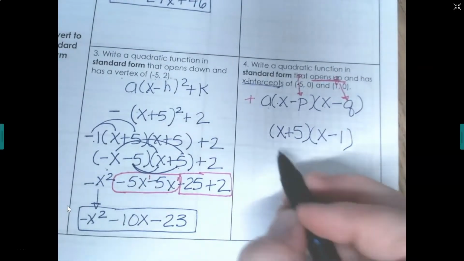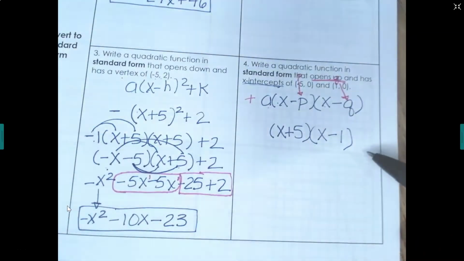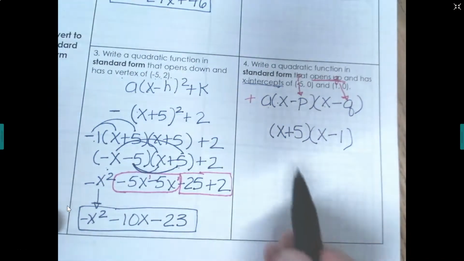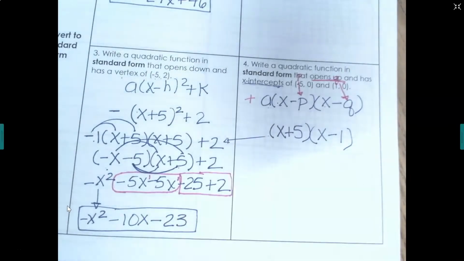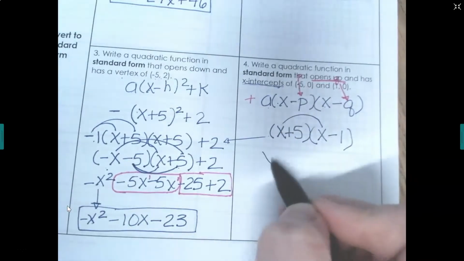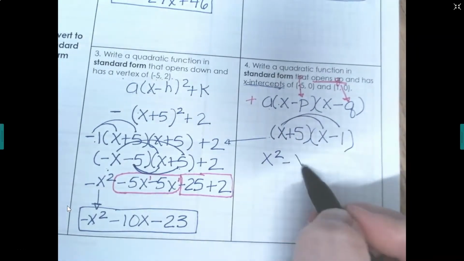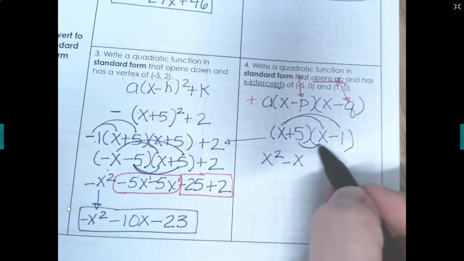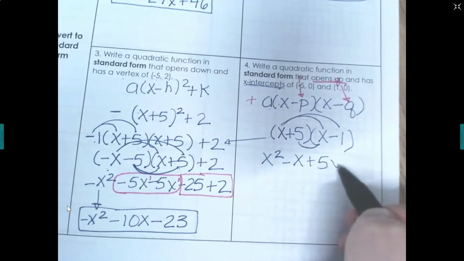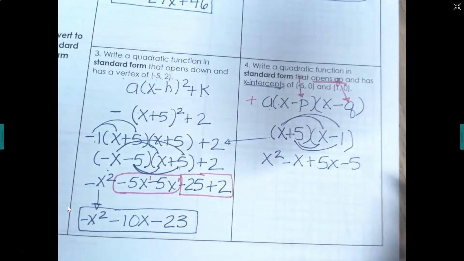Okay. Now we're in intercept form. We took the description and we wrote it in intercept form. The question asked for standard form. So this is very much like this situation right here. We need to multiply our binomials together and combine our like terms. So we have x times x, which gives us x squared. X times -1 gives us -x. +5 times x is +5x. And +5 times -1 is -5.